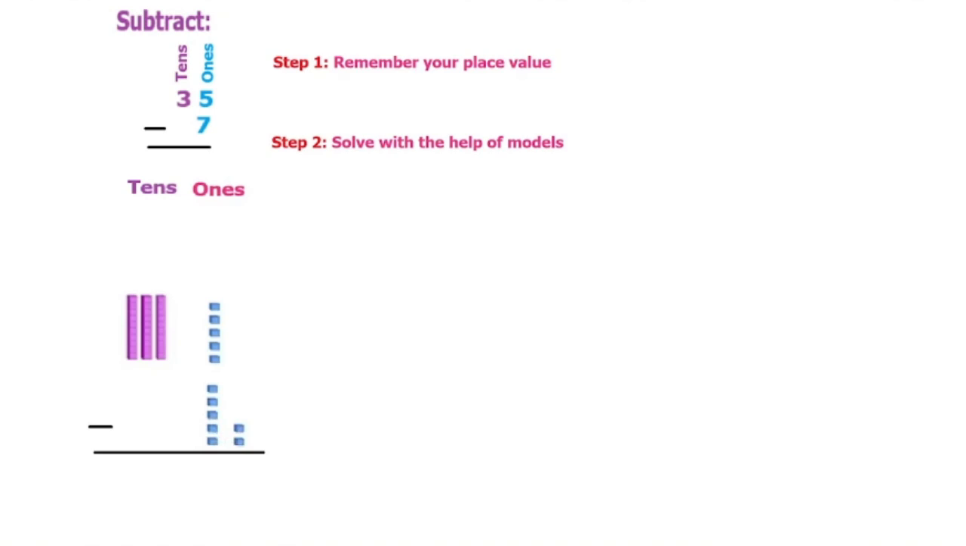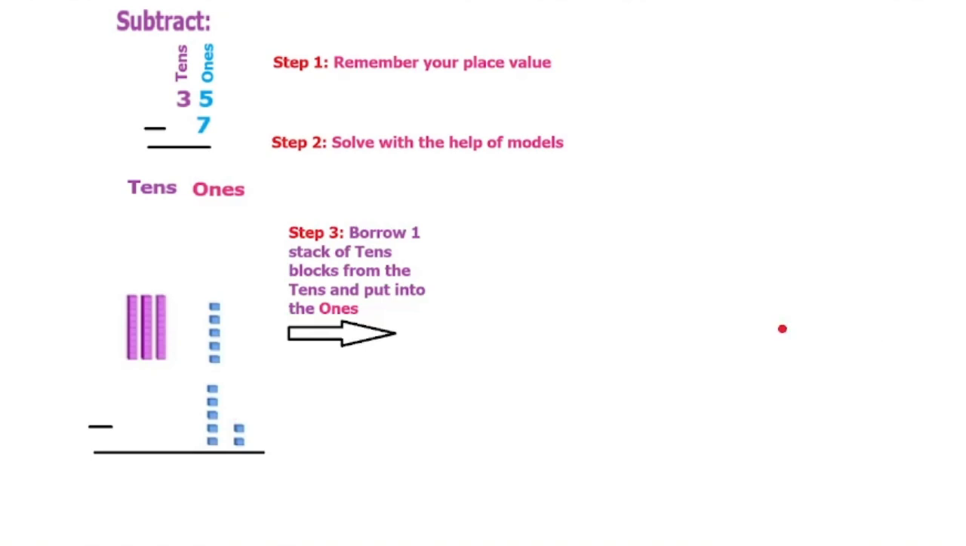So how are we going to subtract 5 minus 7? We can't do that, right? But what we have to do is borrow one stack of tens blocks from the tens and put it into the ones. So we're going to borrow this stack here and we're going to move it from here and put it here.